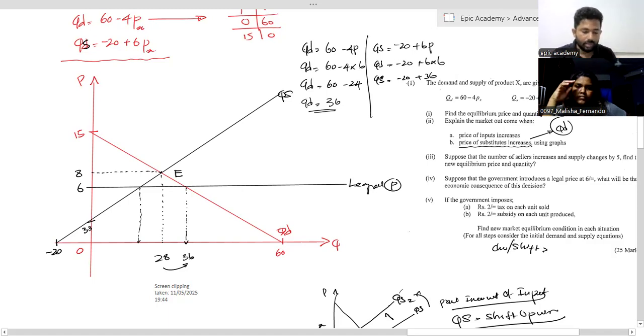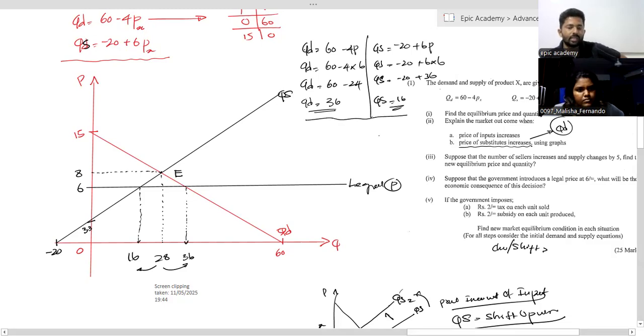36 minus 20 is 16. So what happened to the quantity supplied? It reduced. That is the normal situation: when the price reduces, quantity supplied reduces. The economic consequences related to that position: quantity demanded increased to 36, and quantity supplied decreased to 16.